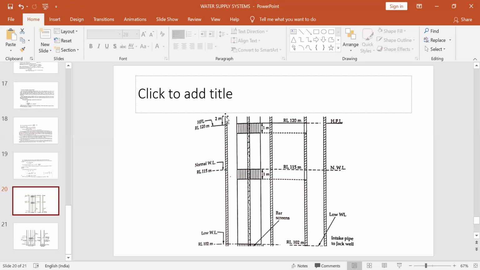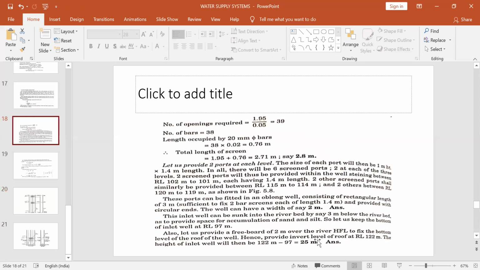Then what is the RL of the roof? It is 120 plus 2, that is 122. That will be the RL of the roof. Then what is the total height of the well? Total height of the well will be 122 minus 97, that is 25 meter height of the well you have provided. So all the dimensions and RLs of the well you have designed.